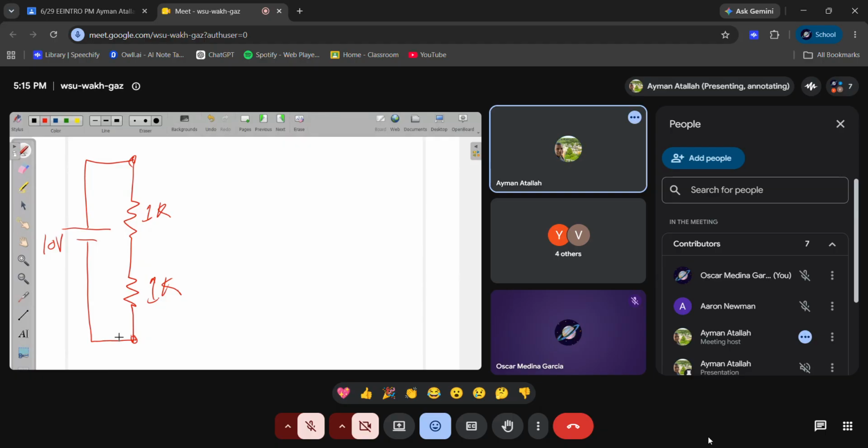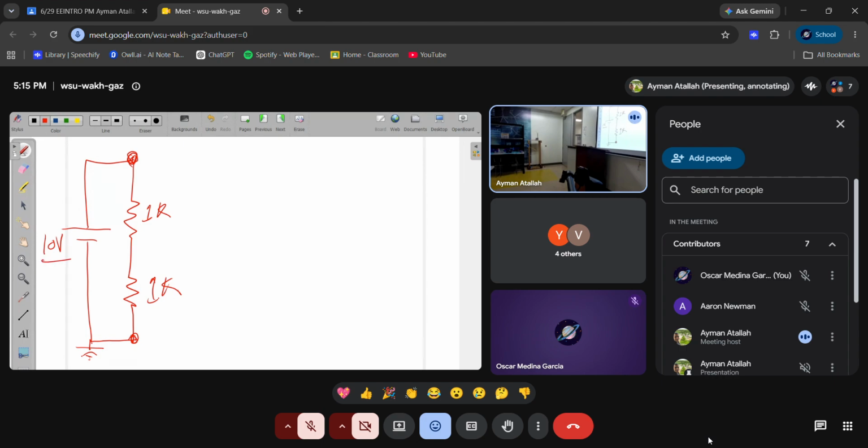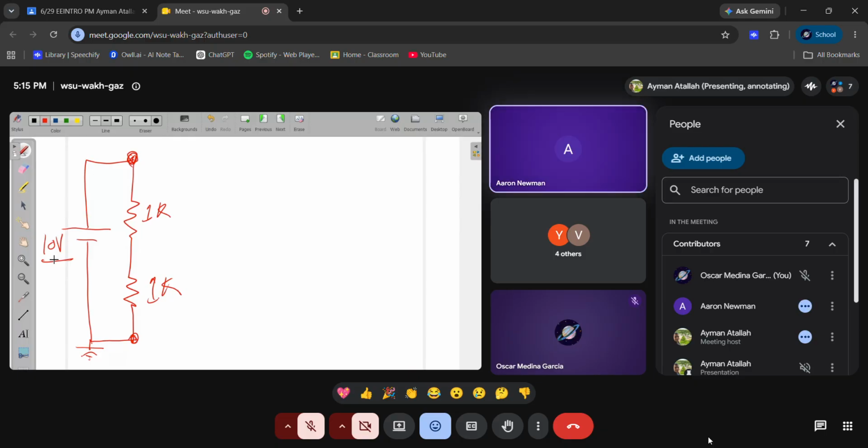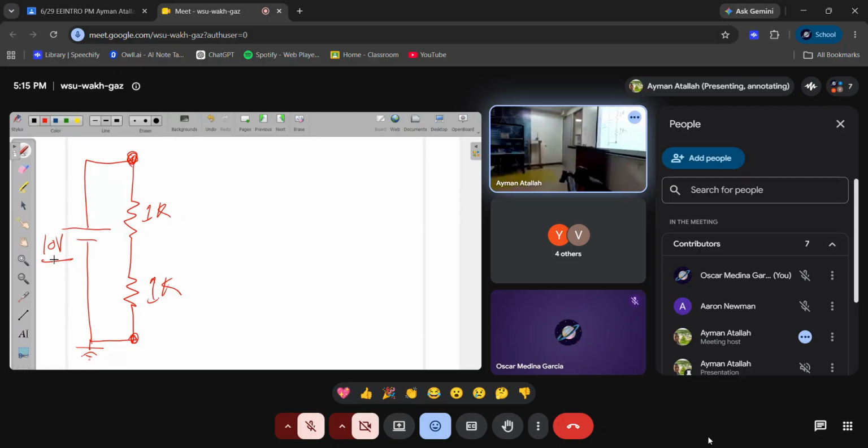You bring your multimeter, put the red here, the black here, and this is ground. And you have a battery here, 10 volt. No. You are measuring the voltage across the battery. This is 10 volt. What will you get? You will get 10 volt also.